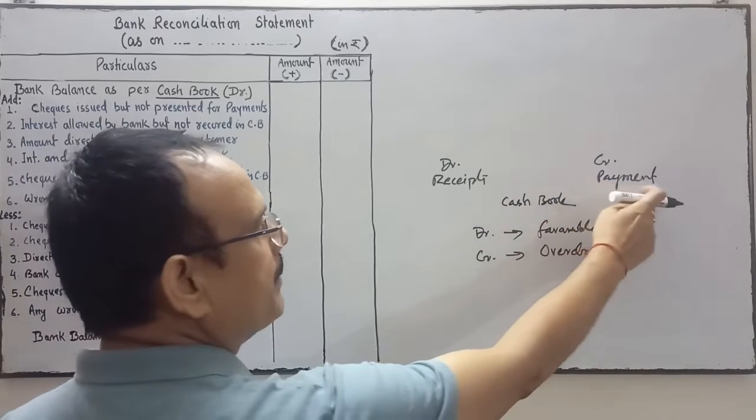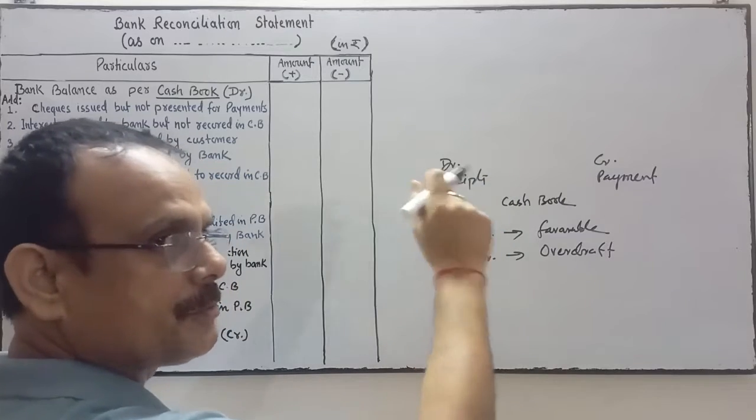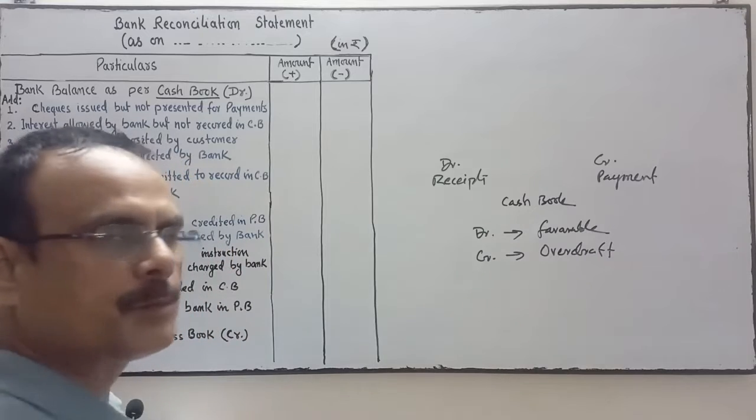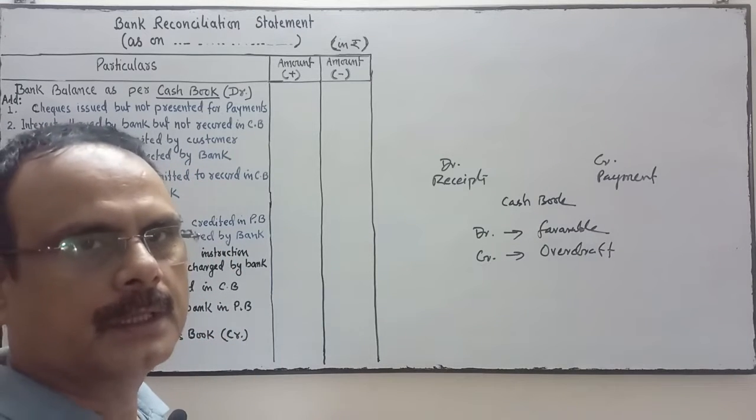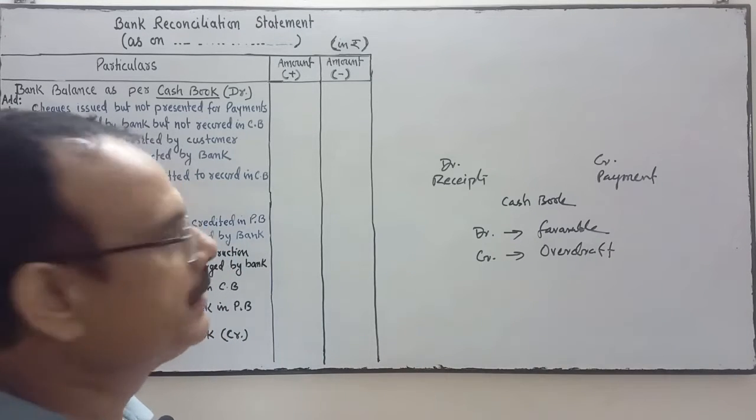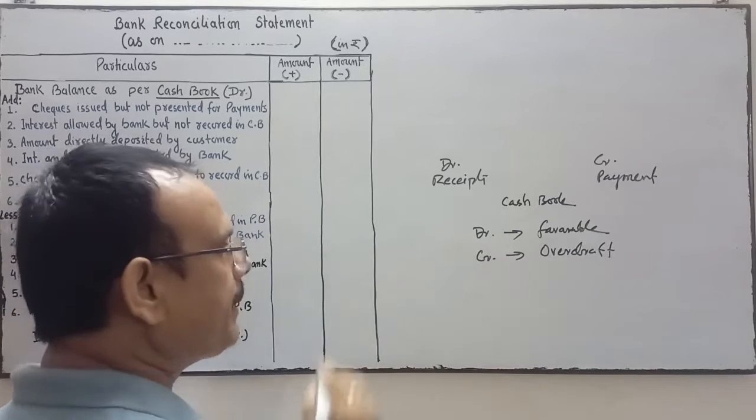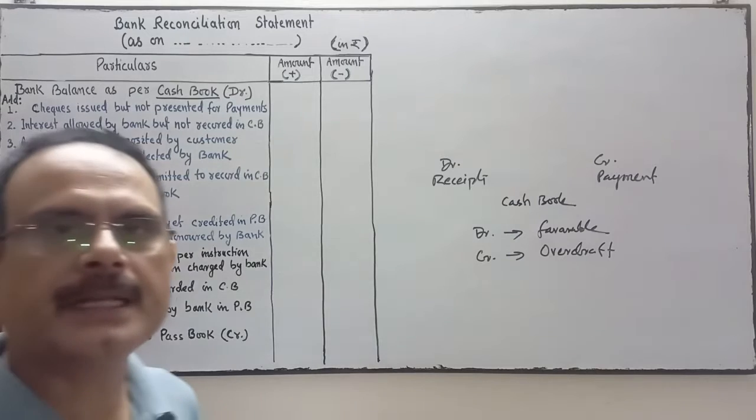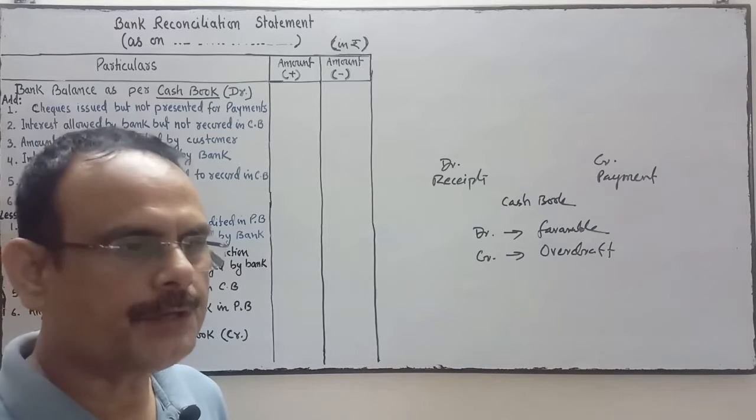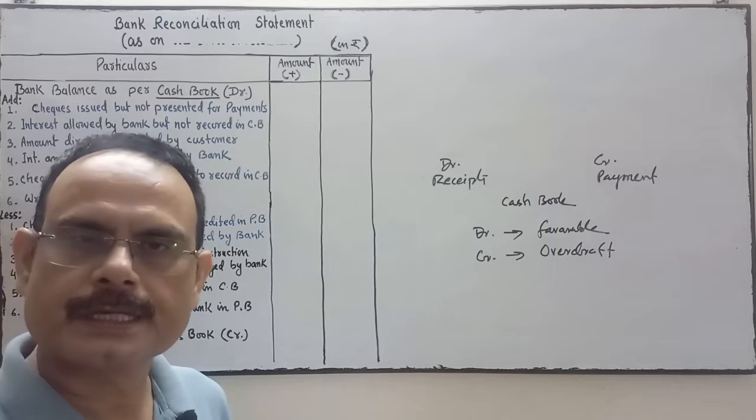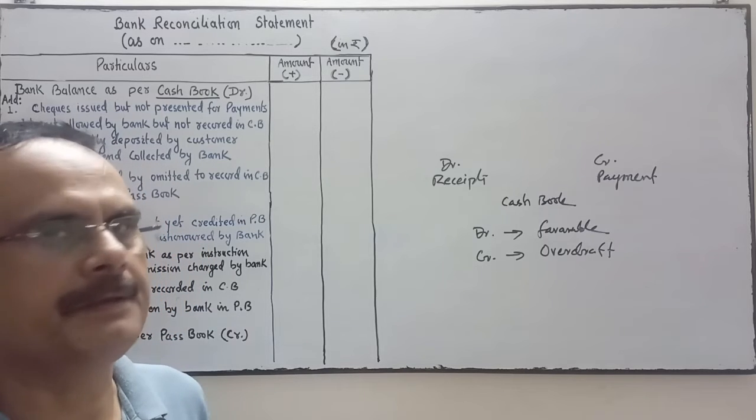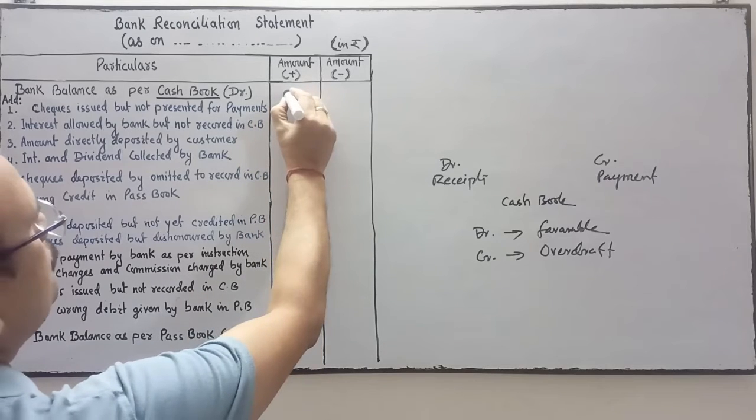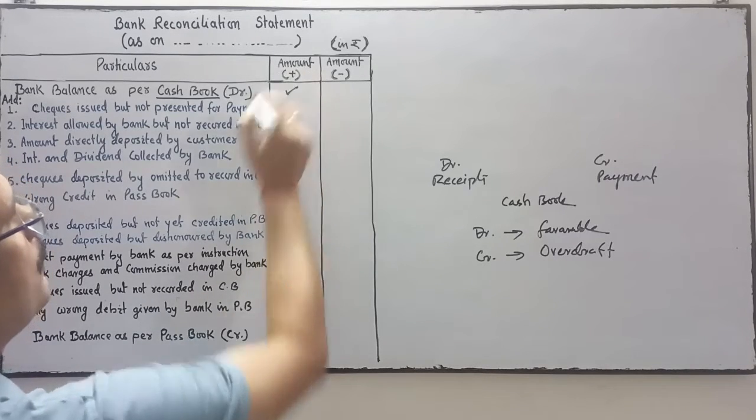Credit means payment, so payment is more than receipt. Receipt means deposit. Then it's an overdraft balance, because withdrawal is more than the deposit, so it's a credit balance. So we have to see whether the cash book balance given in the question is a debit balance or a credit balance. If no information is given in the question, then it's a debit balance, a favorable balance. If it is a favorable balance, then you write the amount in the plus column.